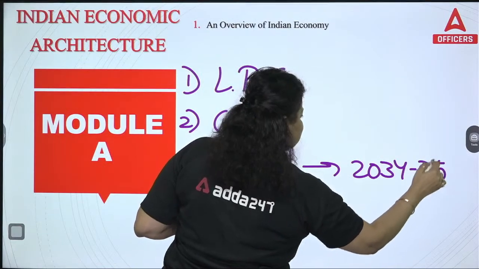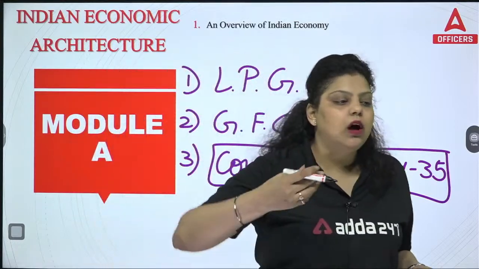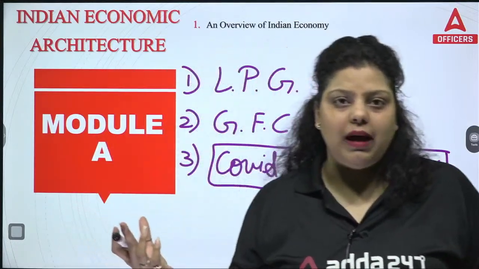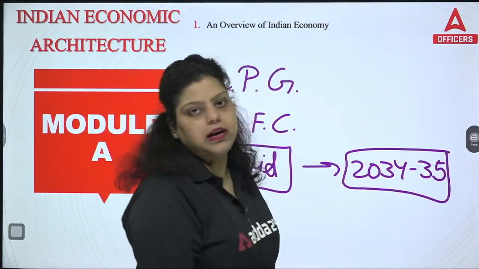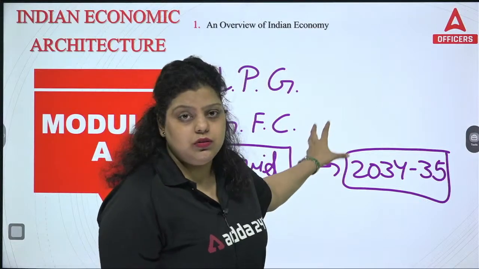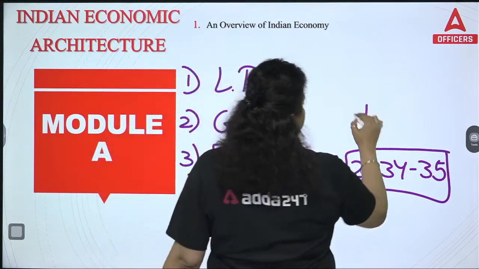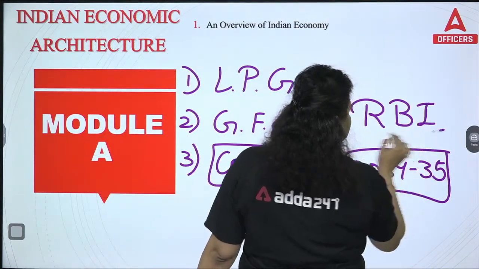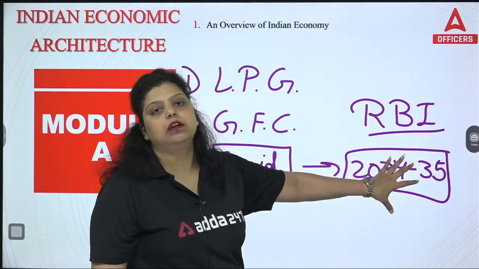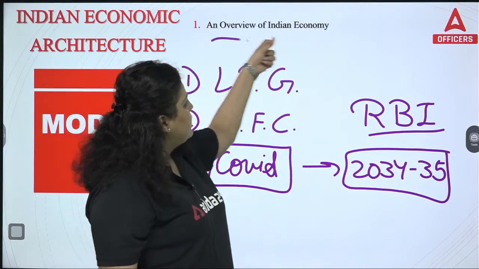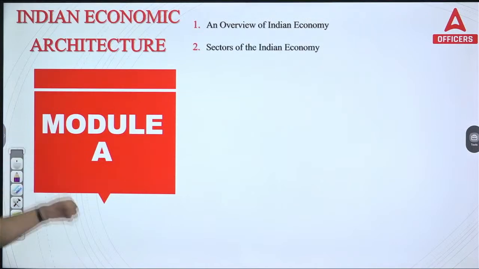2034-35. Right now we say that Indian economy is the fastest growing economy in the world. Indian economy has evolved from the COVID-19 pandemic, but the proper growth that we used to have before COVID-19, we are going to achieve only after 2034-35. This has been said by RBI. So we are still in loss because of the COVID pandemic, and we are going to suffer till this particular period. So this is what we have to cover under the overview. I think you are now very capable of understanding what the overview of Indian economy means.